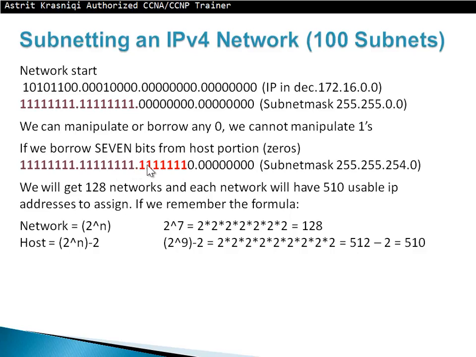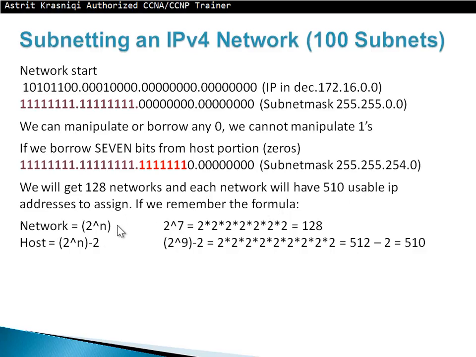So here are our zeros. If we leave it at default, we have 16 zeros. For 100 subnets, we need at least 7 zeros to be borrowed and changed into ones. If we borrow 7 zeros, we'll get 128 networks, which is more than what we need, but that's the closest we can get. And each network will have 510 usable IP addresses to be assigned.